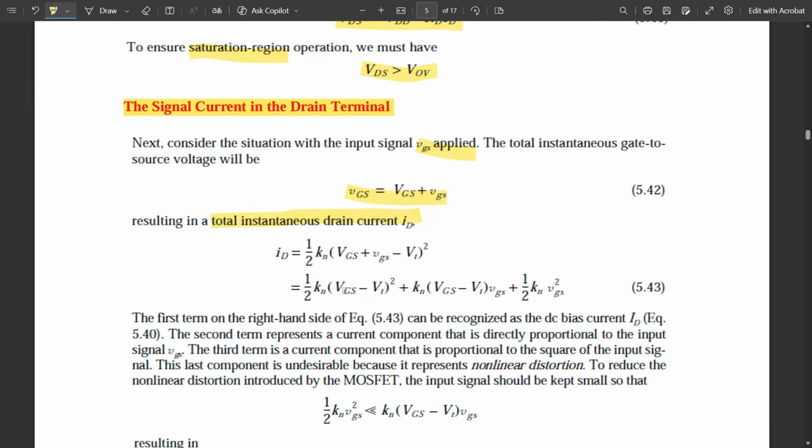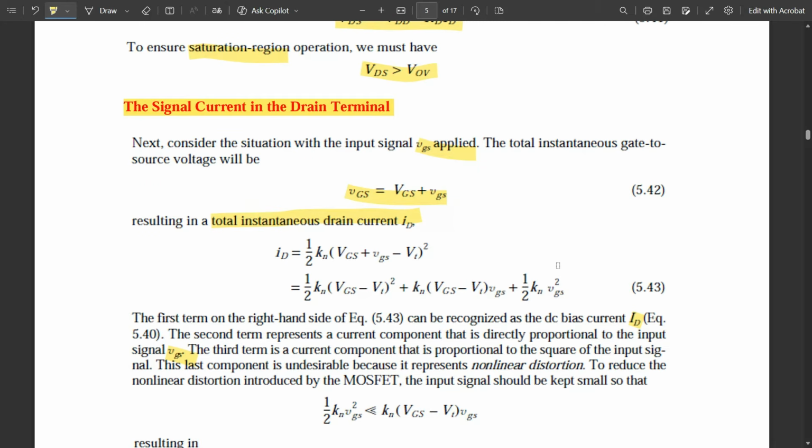Okay, so you could be simplifying it like this: ID is equal to half into Kn into (VGS minus VT) the whole square, plus Kn into (VGS minus VT) into small vgs, plus half into Kn into vgs square. So the first term on the right hand side of this equation 5.43 can be recognized as the DC bias current ID, and the second term represents a current component that is directly proportional to the input signal vgs. The third term is a current component that is proportional to the square of the input signal, that is vgs square, right?